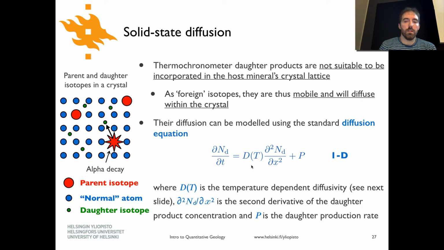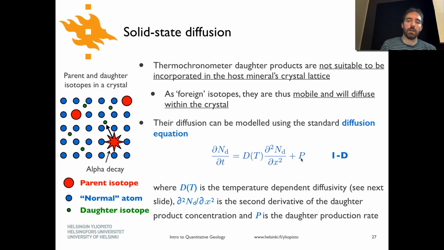And here, the diffusivity or diffusion constant is temperature dependent. So it will be higher at high temperatures, so the diffusion will be occurring more rapidly at high temperatures and more slowly at low temperatures. Here's just the gradient, or the sort of changing the gradient of the daughter isotope with distance within the crystal. So this is, we've already seen this earlier when we talked about the diffusion equation. And then there's some P term, which is the rate at which the daughter isotope is being produced.